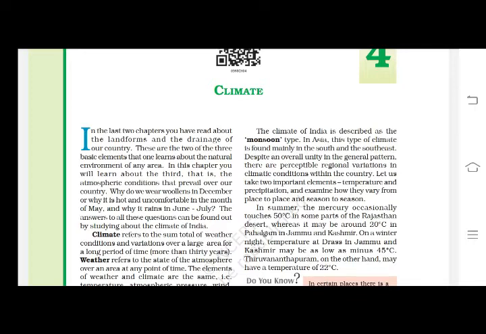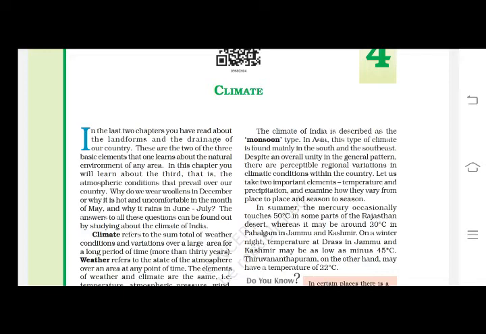Now here we have a word, that is monsoon. The climate of India is described as a monsoon type. Now what do you mean by monsoon type? Monsoon means this type of climate is found in the south and southeast regions. Despite an overall unity in the general pattern, there are perceptible regional variations in climatic conditions within the country. We have one general pattern, but there are many variations in the climate within the country.